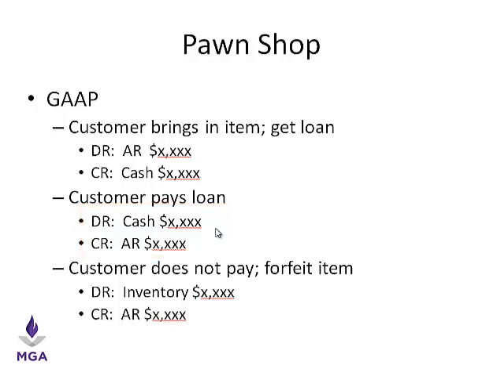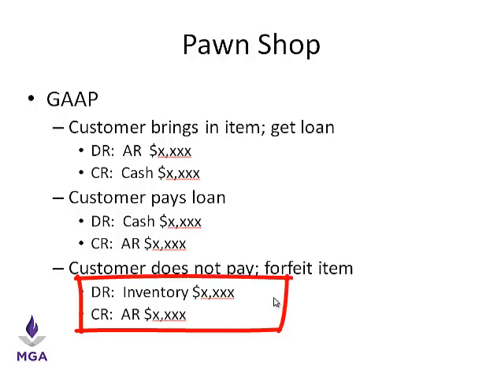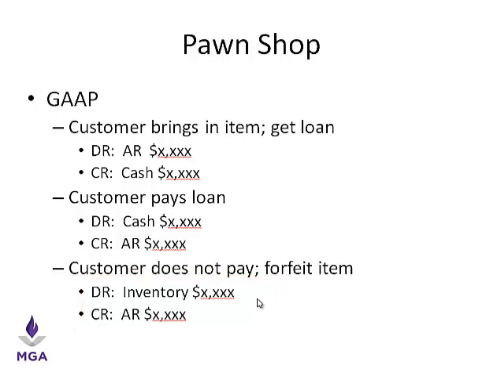It could be that they're paying just some interest, which would be a debit to cash and a credit to interest income. If the customer does not pay, then you would remove the IOU. They don't owe you anymore, but now you have the item that belongs to you. So now you have inventory. So you would write off the accounts receivable and record it as inventory. Now that's not what they did. Let's look at what they did.